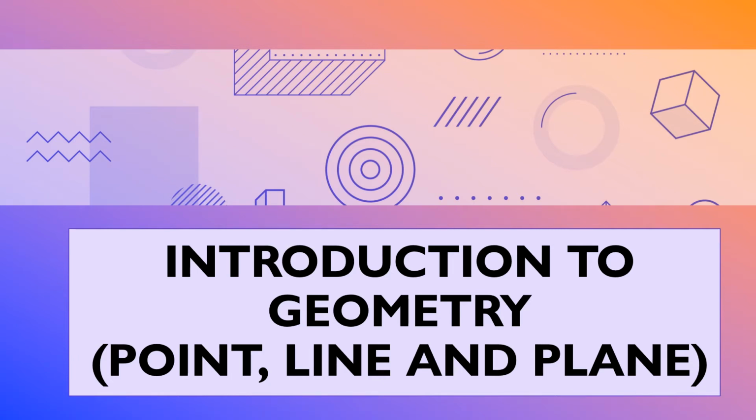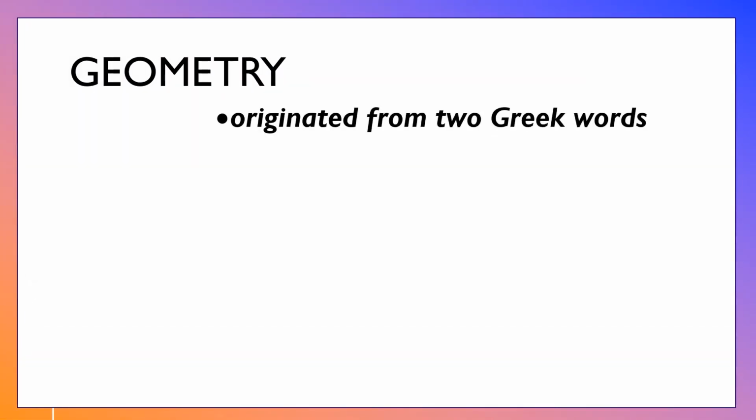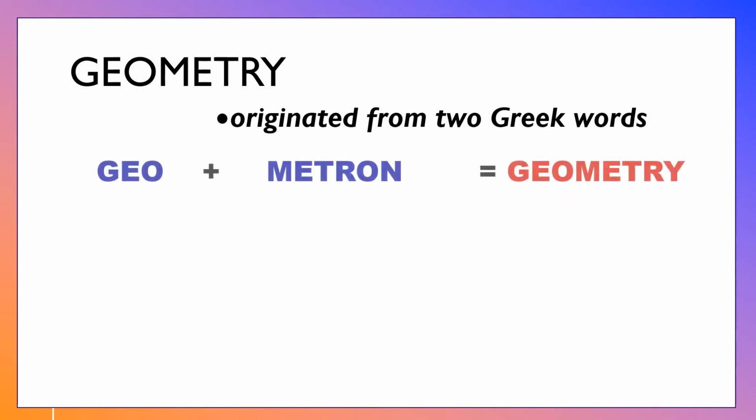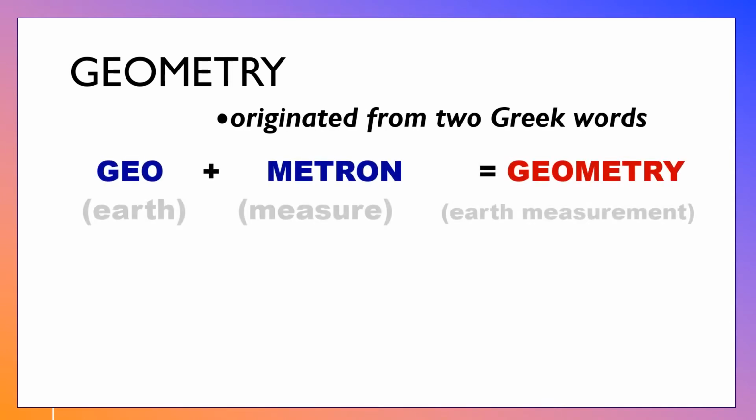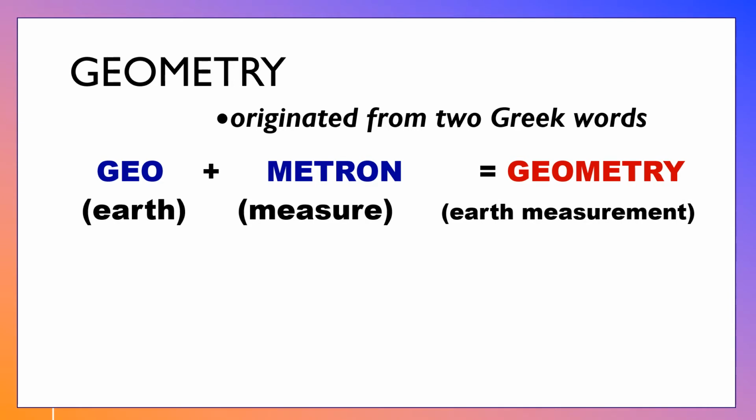In this video, we will talk about the undefined terms and other basic geometric terms on points and lines. Let us define first geometry. It originated from the two Greek words geo and metron, which mean earth and measure. So geometry means earth measurement.